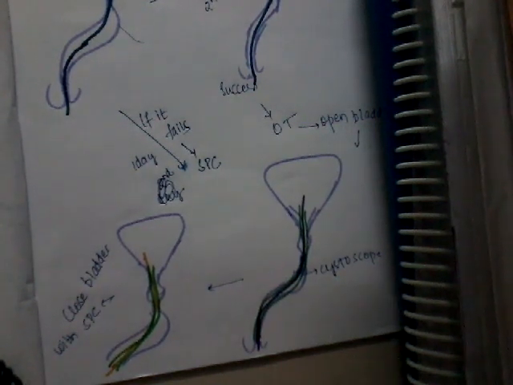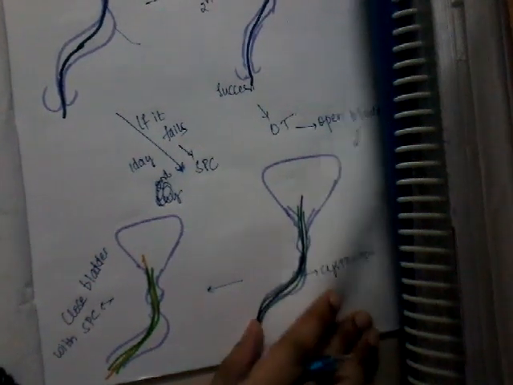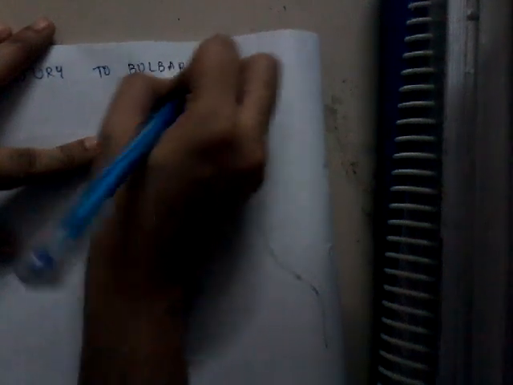Now, coming to the second topic which we will deal with today, which is rupture of bulbar urethra. What do we do if there is a rupture of bulbar urethra? That is what we'll learn now. So now, injury to the bulbar urethra.